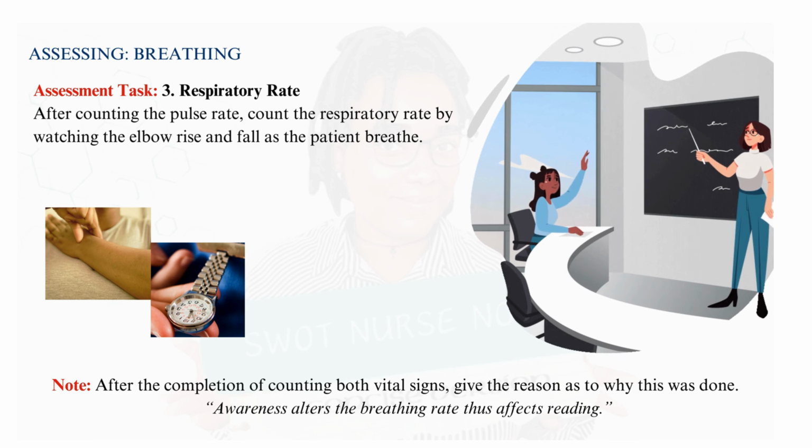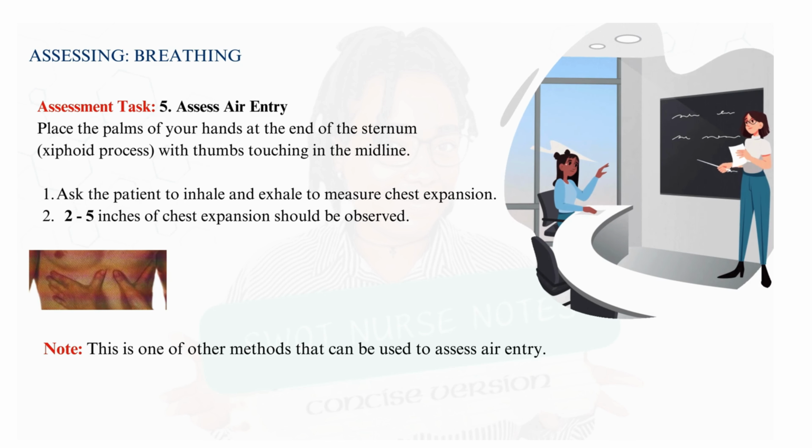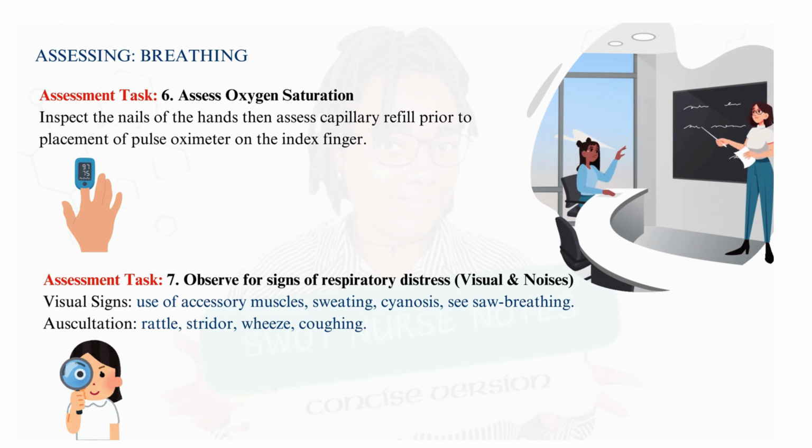What other assessment for breathing are you expected to carry out? Assess the air entry. Can you explain how you would do this? Sure, Nurse Swot. I would place the palms of my hands at the end of the sternum, the xiphoid process, with thumbs touching in the midline of the person's chest. Then I would ask him or her to inhale and exhale to measure chest expansion. 2 to 5 inches of chest expansion should be observed. Correct. That is one of the other methods that can be used to assess air entry.